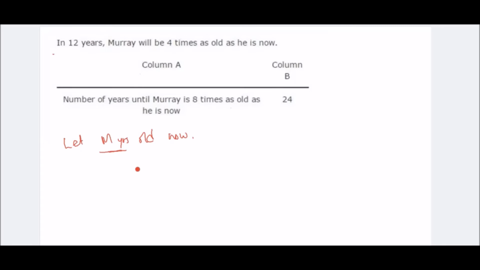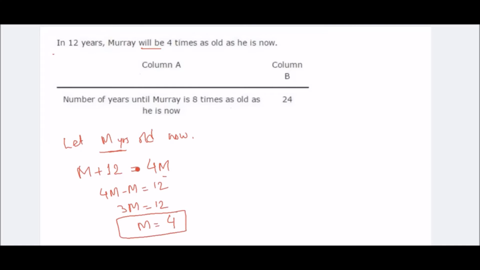So see here, in 12 years Murray will be, so that's the future. So in 12 years, m plus 12, Murray will be 4 times as old as he is now. So his present age is m. Now find the m value: 4m minus m equals 12. So 3m equals 12, and that makes m equal to 4. So Murray is 4 years old right now.